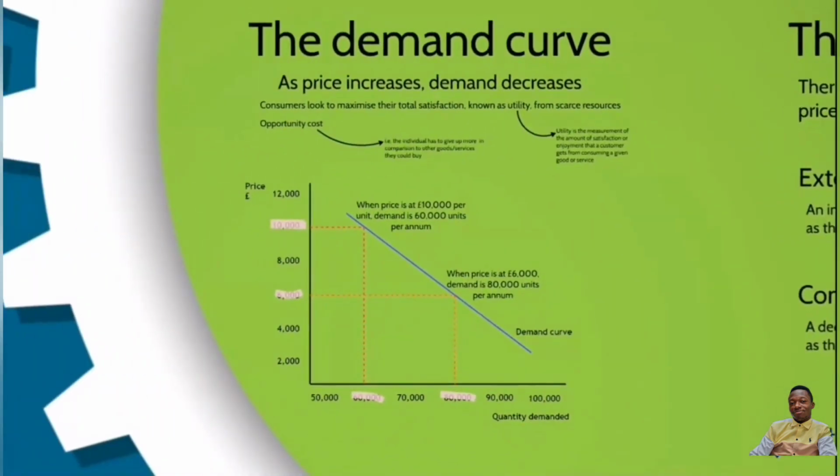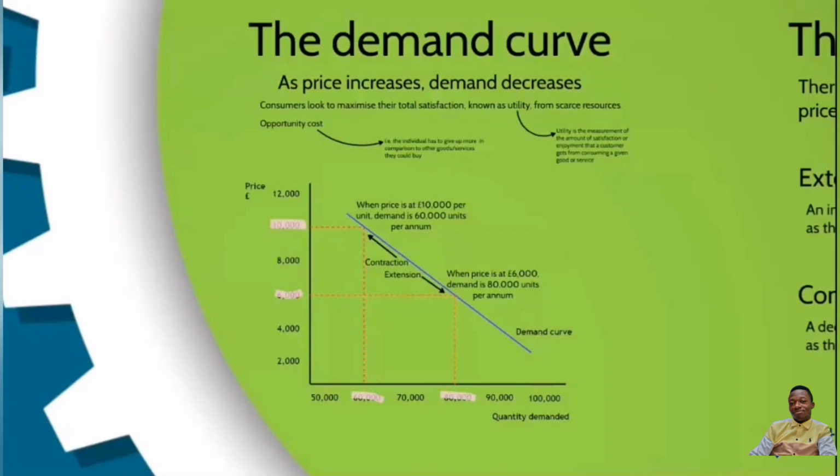Let's look back at our graph. So an extension of demand has happened where there is an increase in quantity demanded from 60,000 to 80,000 as the price has fallen from £10,000 to £6,000. By contrast, a contraction of demand has happened where there is a decrease in quantity demanded from 80,000 to 60,000 as the price has increased from £6,000 to £10,000. So the demand curve can really tell us a lot.